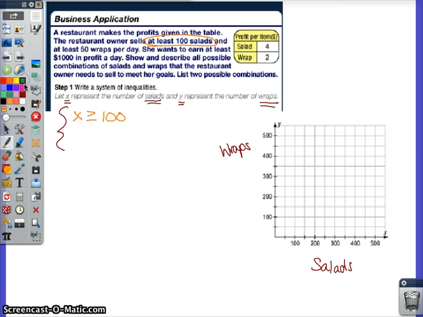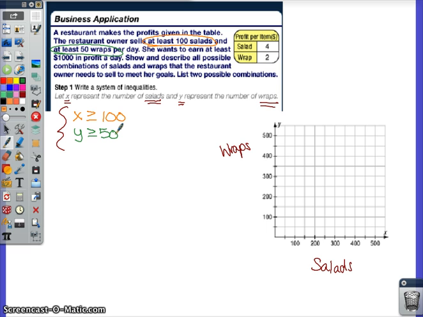Okay, what about this piece? She also sells at least 50 wraps per day. Write an inequality for that. Again, Y is representing wraps. If it's at least 50 wraps, it's going to be greater than or equal to 50.